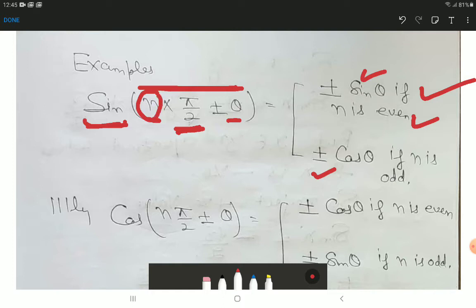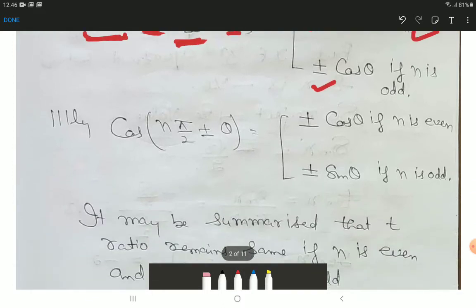This we have done in class 10th also, where we used to study sine of 90 minus theta is cos theta, cos of 90 minus theta is sin theta, etc. Because there 90 was odd multiple of 90, that is 1 times 90 only. That's why trigonometric ratio used to change. But in case n is even, it will remain as such. I have given one more example.